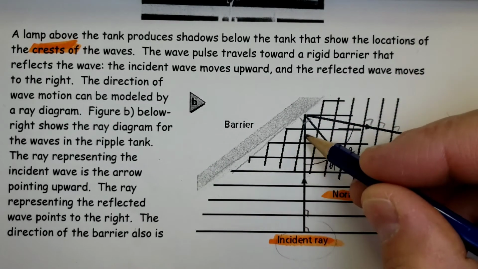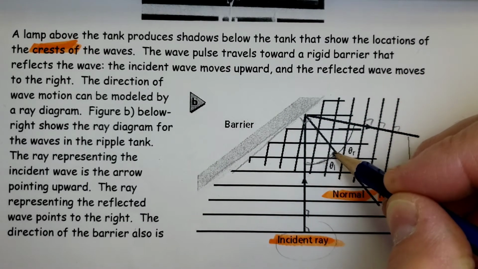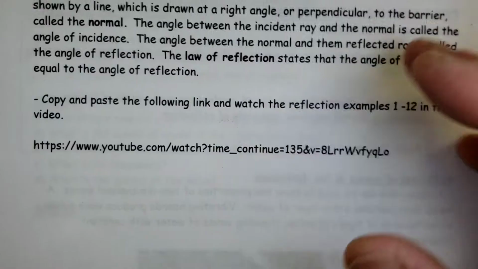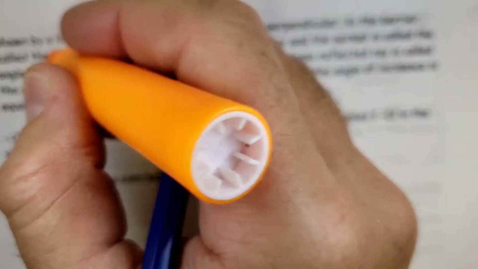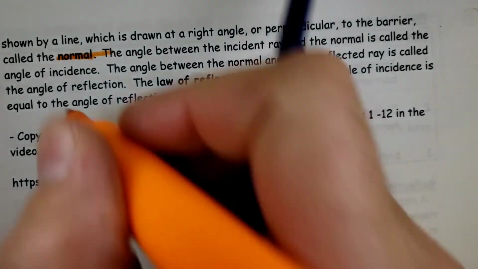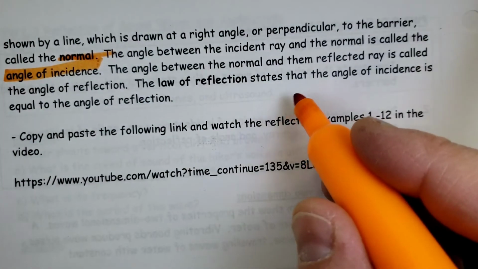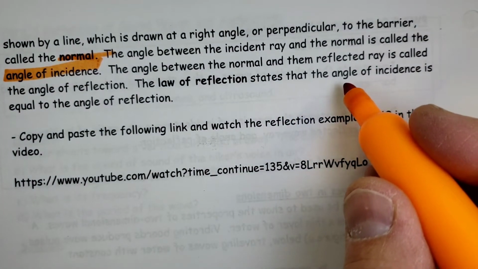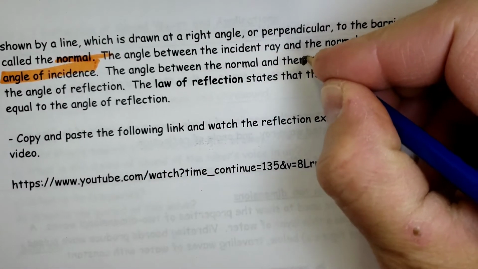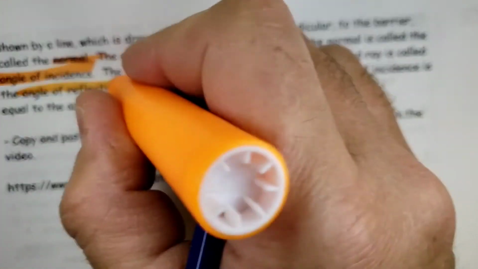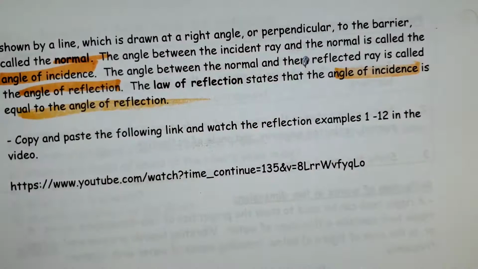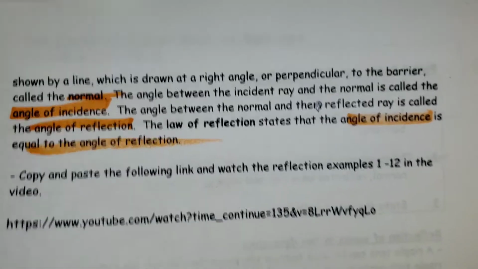So you can see here we have an angle of incidence and an angle of reflection. Let's take a look at more here. So that's the normal. The angle between the incident ray and the normal is called the angle of incidence. And the angle between the normal and the reflected ray is called the angle of reflection. The law of reflection says that these two angles are equal. So the angle of incidence is equal to the angle of reflection.